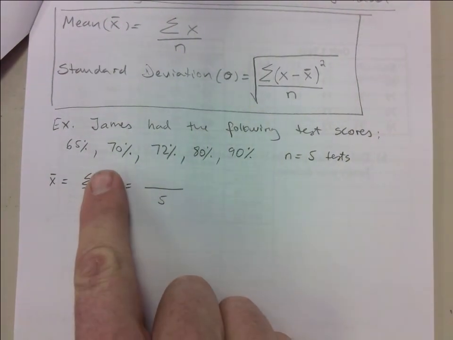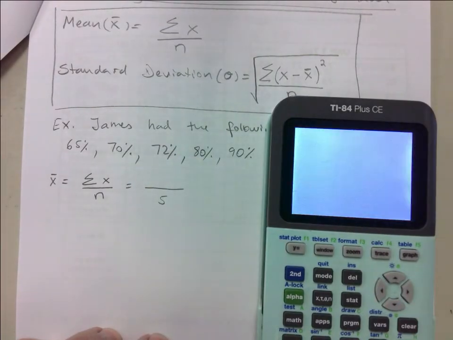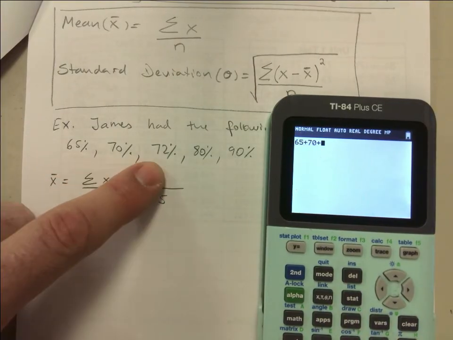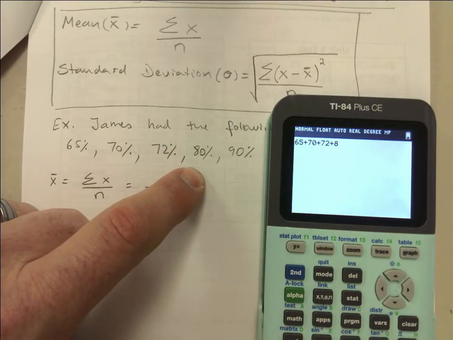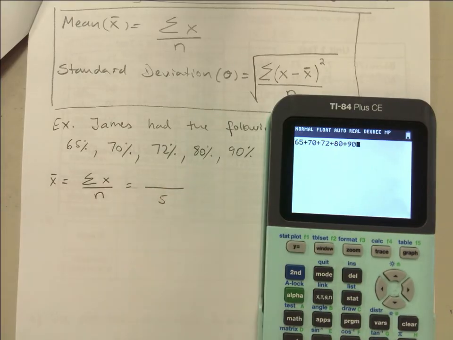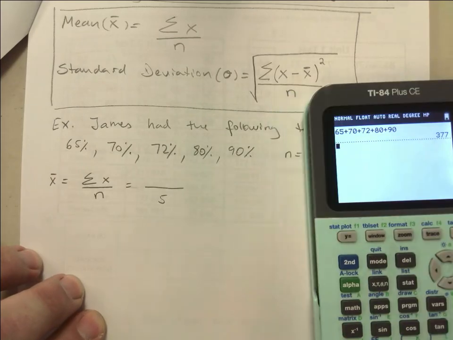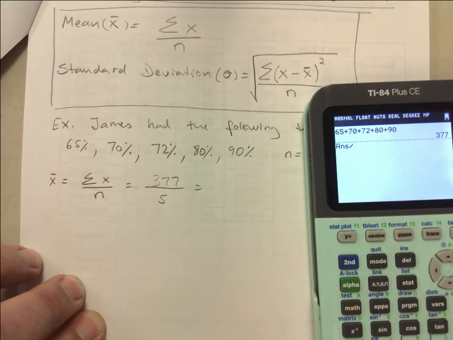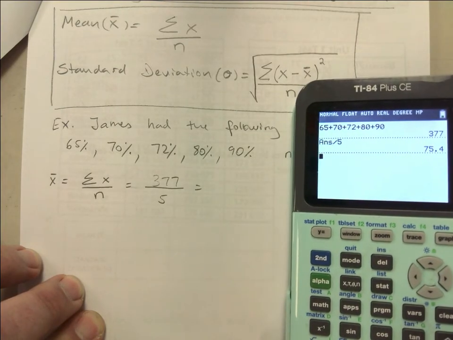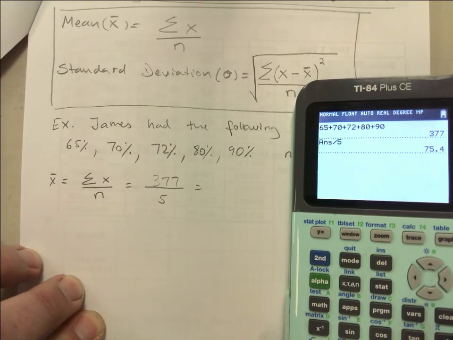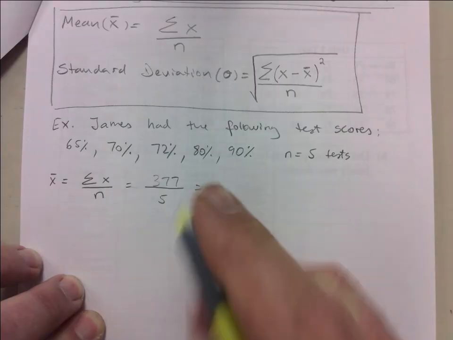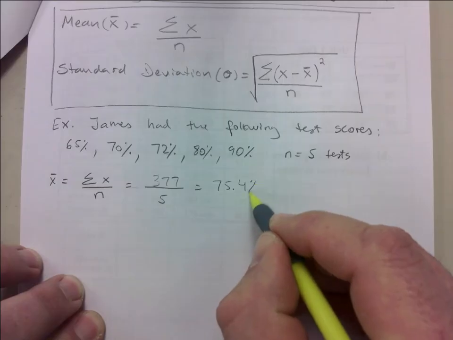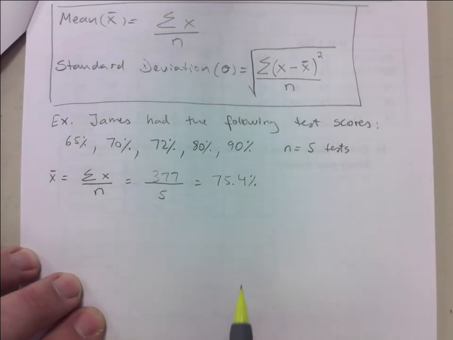I don't need you to show me that you're adding these individually. I'm just going to ask you to do this on your calculator, but to show me the sum. Okay? So it's 377. So we go 377 divided by 5. That's 75.4. Do not round. Okay? So on average, 75.4% is the mean.